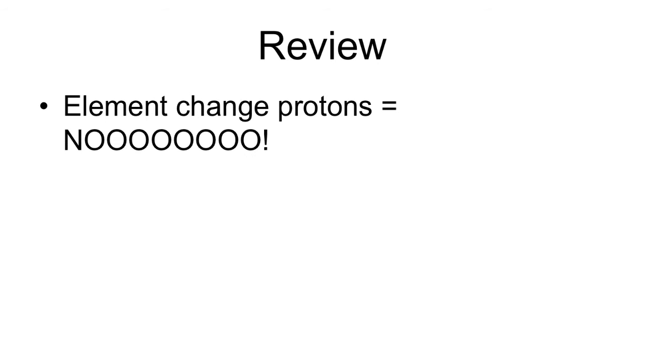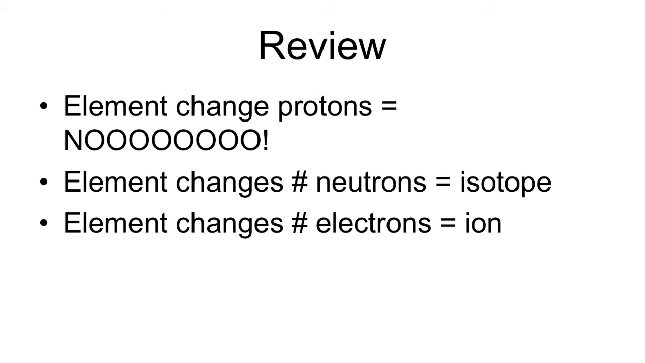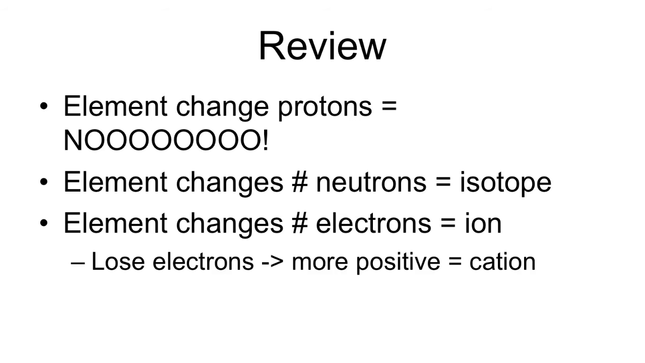To review, can an element change the number of protons? No. Can an element change the number of neutrons? Yes, it can. When it changes the number of neutrons, it's called an isotope. It can still be neutral. Can an element change the number of electrons? Yes, it can. We call that an ion. When an ion is formed, it is either positively or negatively charged. Something that loses its electron becomes more positively charged, and we call it a cation. Something that has gained electrons becomes more negatively charged, and we call that an anion.